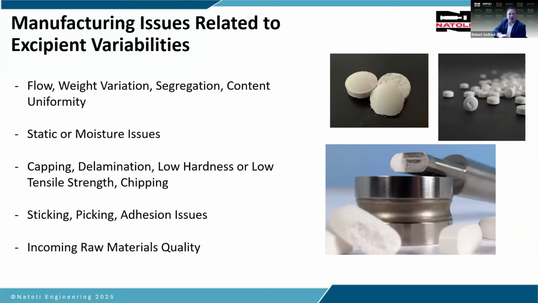That kind of fracture is not acceptable. You don't want to see a fracture across the horizontal plane. This is a tablet defect. And I'm sure a lot of the listeners here have seen capping or delamination, low hardness and low tensile strength, and chipping. Again, all these are common manufacturing issues that can be addressed through tablet design, or we're having some excipient variabilities that we have to address.